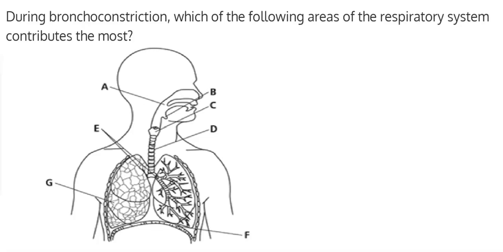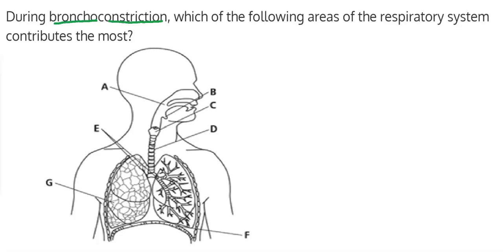During bronchoconstriction, which of the following areas of the respiratory system contributes the most? So we know when we see bronchoconstriction, that broncho is the bronchus, and then constriction would be narrowing of this part of the respiratory system, which would make it harder to breathe normally, as opposed to when you have bronchodilation, this opens up the bronchus and allows more air in easily.